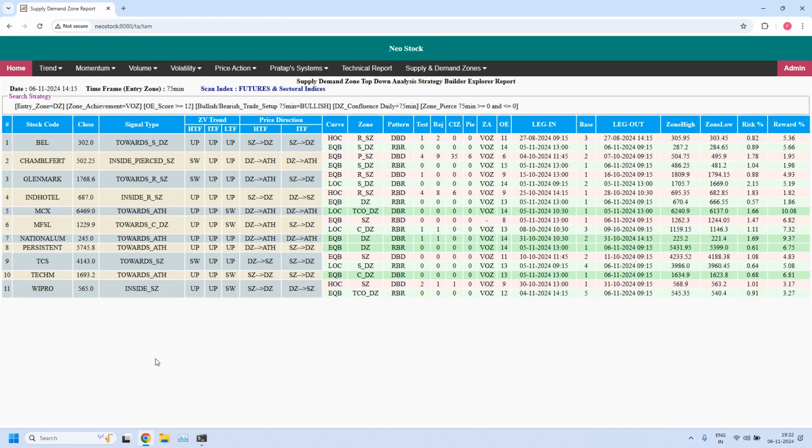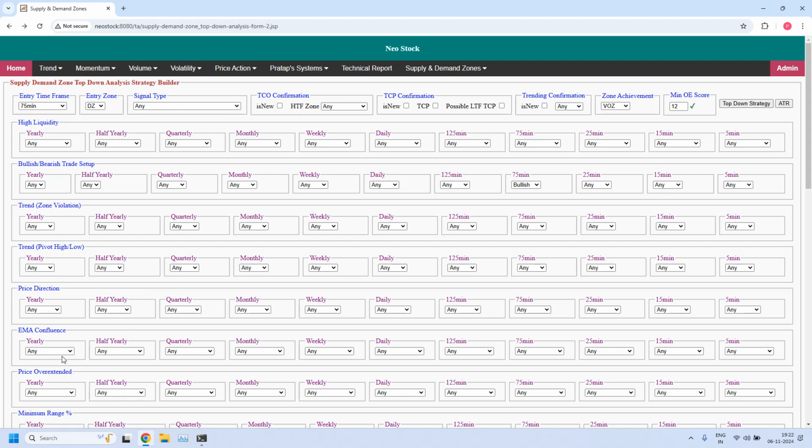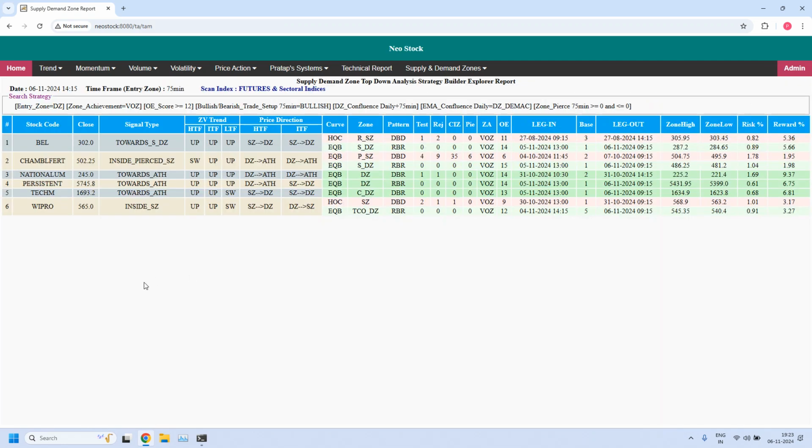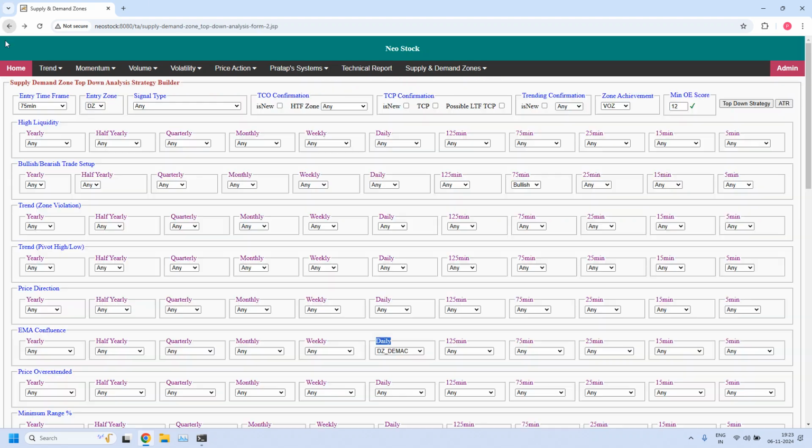We got all the 11 stocks. In all these 11 stocks, the 75 minutes demand zones are part of the daily demand zone, and the daily trend is an uptrend, that is, the ITF trend is an uptrend. If any of these stocks are having daily EMA confluence, they are even more high probability setup supported stocks. So daily demand zone with daily EMA confluence, we got 6 stocks. So these 6 are even more high probability setup supported 75 minutes demand zones. Next, let us look for LTF, ITF, HTF demand zone confluence. Removing the EMA filter.